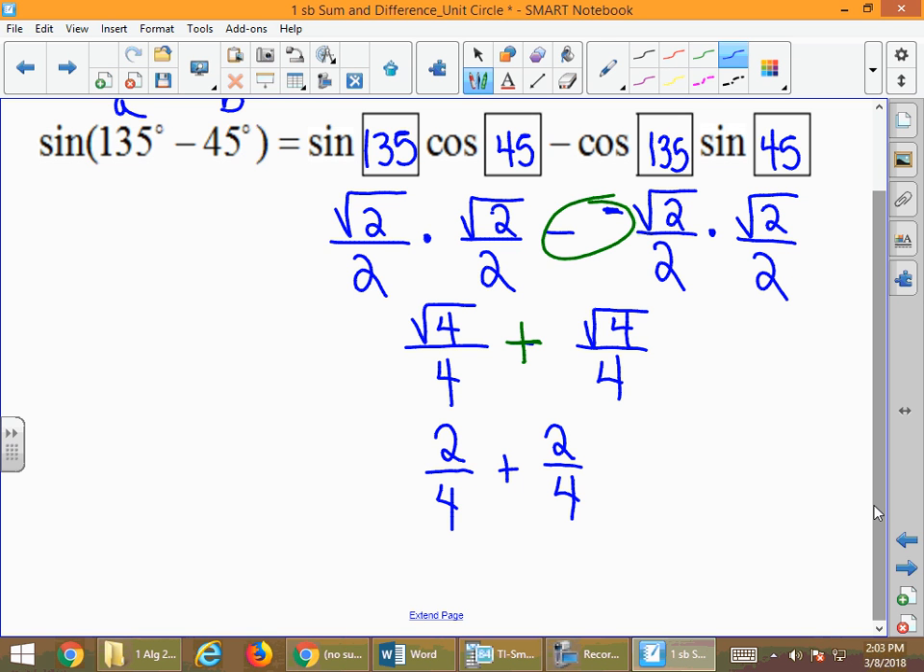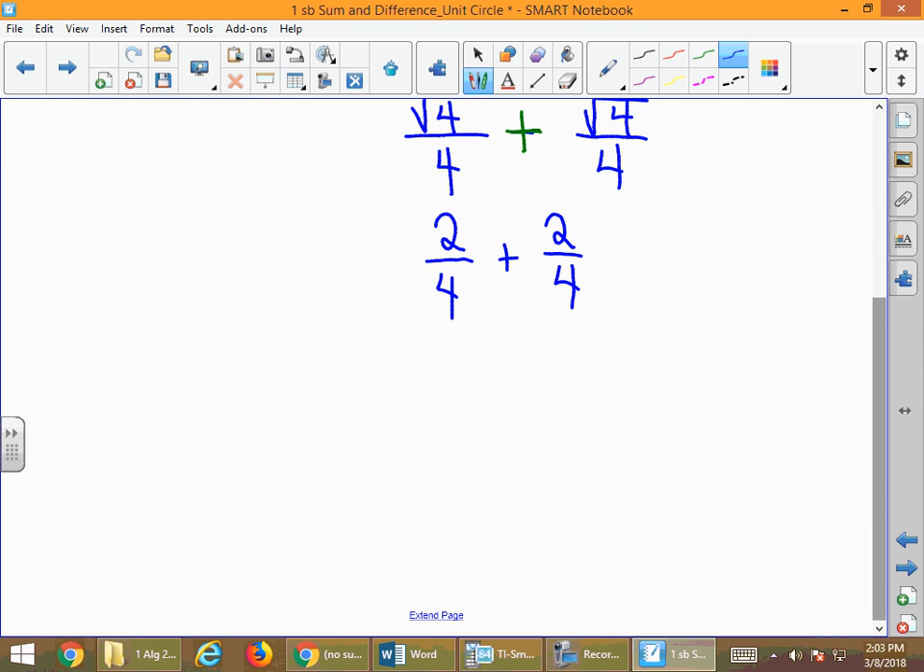So this is 2 fourths plus 2 fourths. We're still trying to figure out, what does the sine of 90 equal? Well, 2 fourths plus 2 fourths is 4 fourths. And 4 fourths simplifies to be 1.